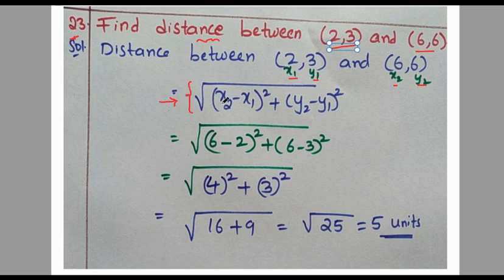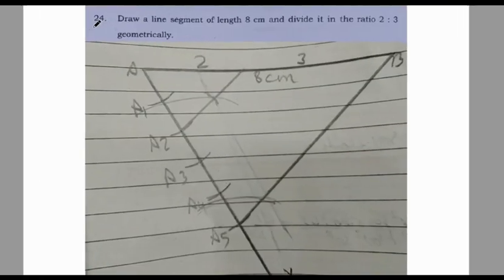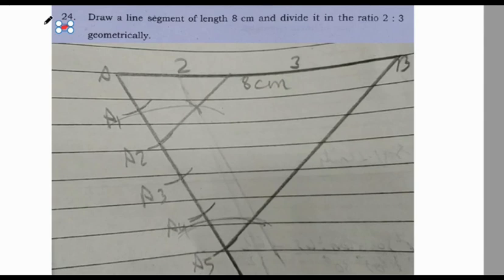One has to learn the formulas by heart. Distance formula is root over (x2 minus x1) whole square plus (y2 minus y1) whole square. Our answer is root 25, which is nothing but 5 units. 24th question, and the last question of this third section.